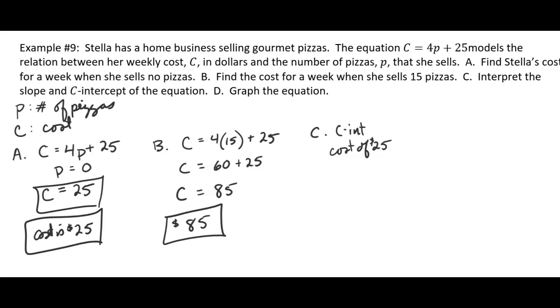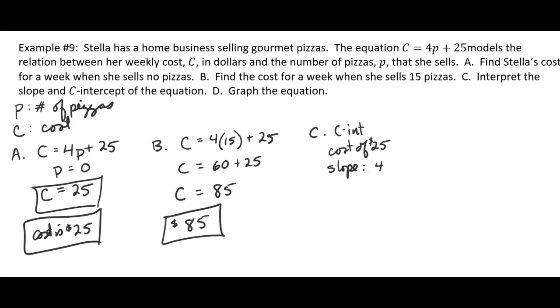Now, the slope, that's saying for every pizza she sells, she's got to put $4 into the ingredients. So $4 per pizza for the ingredients. And that's what that's costing her. It's costing her $4 per pizza to make one. She makes 2 pizzas and she's going to have to invest $8 probably for the ingredients.